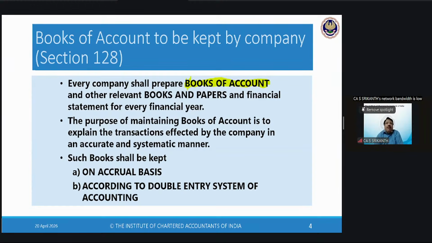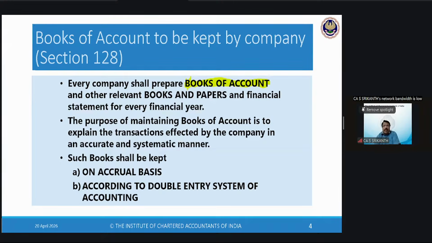Okay. Thank you for confirming that it is now somewhat better. Right. So every company should maintain books of account and other relevant books and papers. Friends, these two terms have already been defined for you in section 2, the first preliminary topic. You studied the definition. Books and papers is any document. Today, books of account and books and papers can also include those which are available on electronic medium.